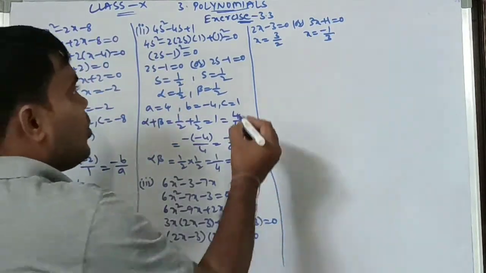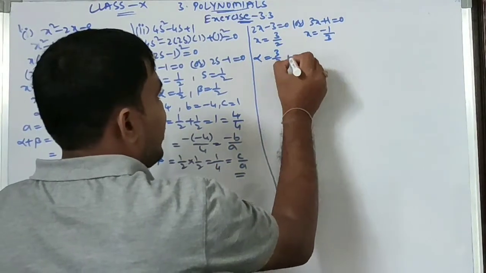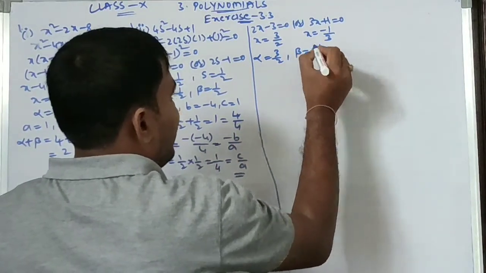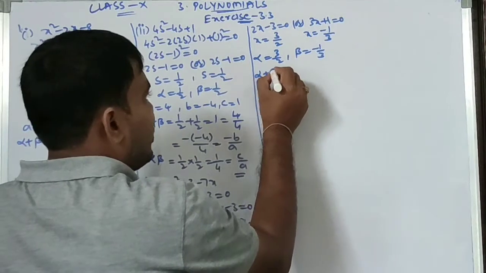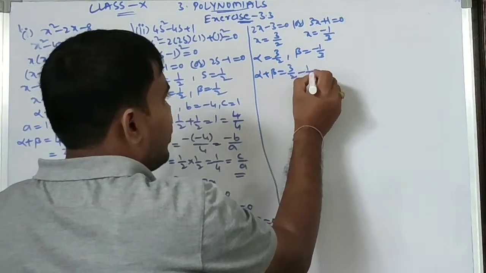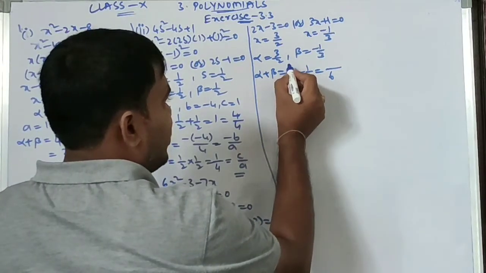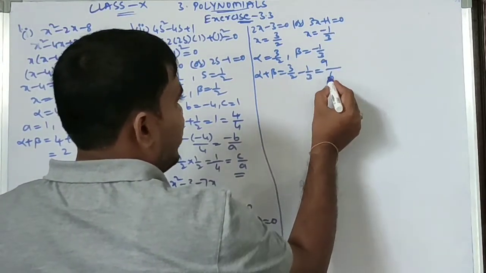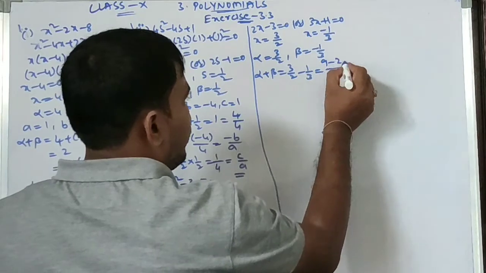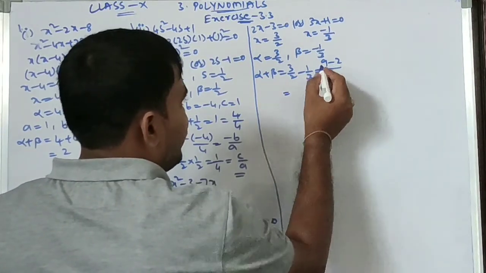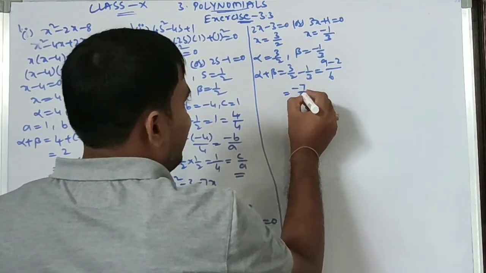So alpha equal to 3 by 2, beta equal to minus 1 by 3. Alpha plus beta equal to 3 by 2 minus 1 by 3. Taking LCM 6: 6 by 2 is 3, 3 into 3 is 9. 6 by 3 is 2, 2 into 1 is 2. So 9 minus 2 equal to 7 by 6.